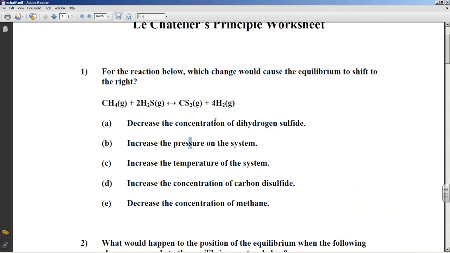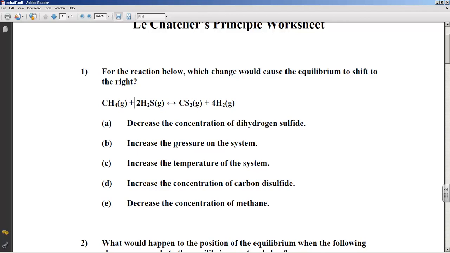If I decrease the concentration of dihydrogen sulfide, I take some of this away. I take it out of the reaction. Well, by doing that, to keep K in balance, I'm going to have to make more of it, which means my reaction's going to have to shift to the left.